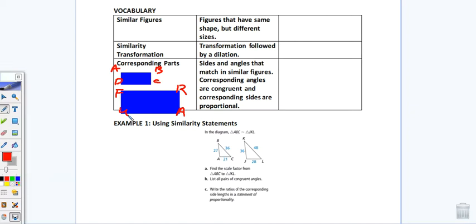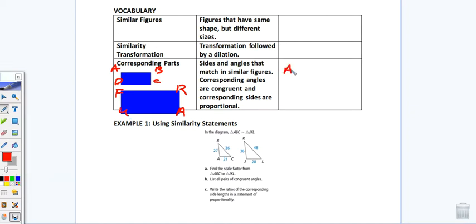Angle A is probably going to match angle what? F, okay, so here's the deal. We're going to talk about corresponding parts. All the angles, what would B correspond to here? C would correspond to the, and D would correspond to U. And then we're also going to talk about sides being proportional.